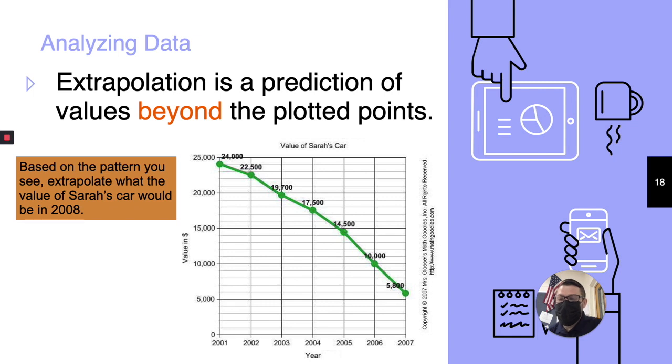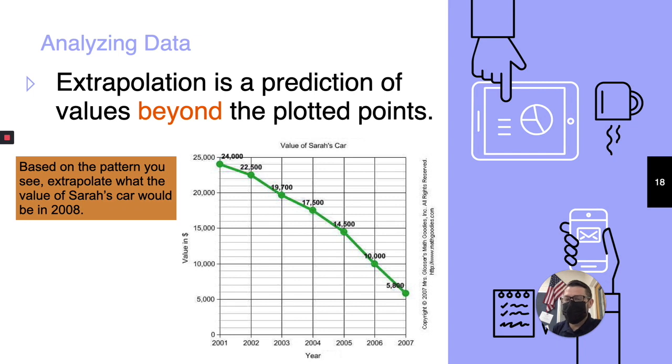Okay. So in this example right here, we have the value of Sarah's car. If you know anything about cars, you know that the moment you buy a car and drive it off the dealership lot, it immediately starts depreciating in value, meaning it's worth less than what you bought it for. So if I buy a car and then a year later try to sell that same car back to the car dealer, they're going to give me less money than what I paid for it because the car is just not worth as much because it's a year old and I've been driving it around, so it depreciates in value.